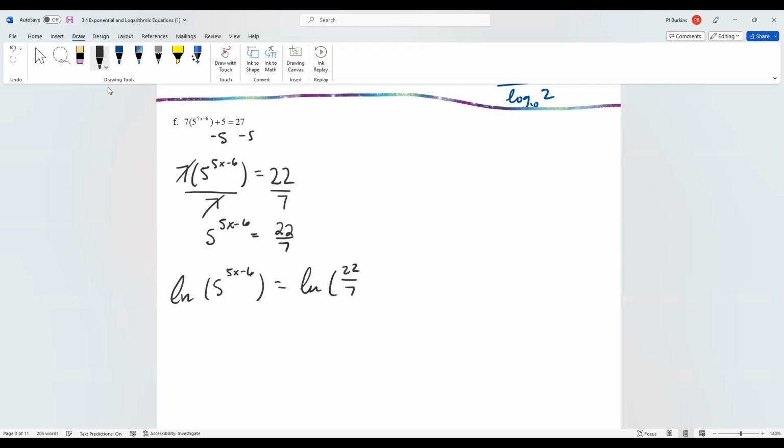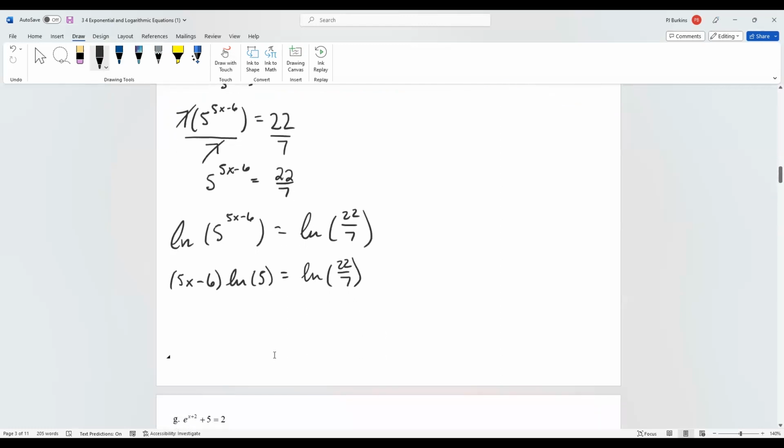So I'll use natural log of both sides. That's going to allow me to bring that power down in front. So 5x minus 6 times the natural log of 5 equals the natural log of 22 sevenths. Okay, still trying to get 5x minus 6 by itself so that we can eventually get x. I would divide both sides by natural log of 5.